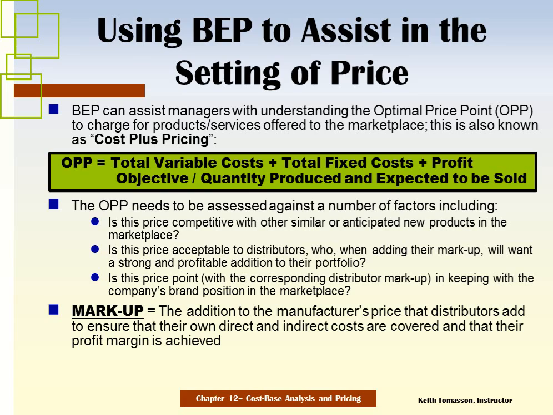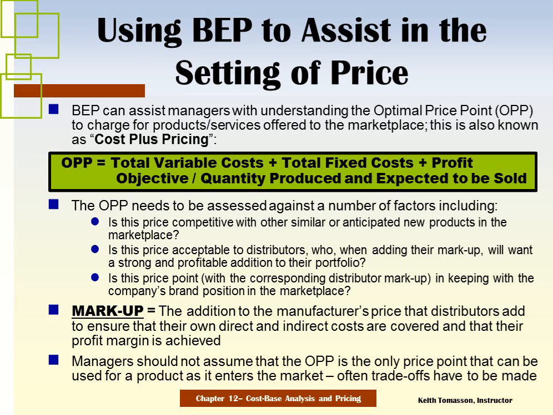So when we talk about markup, we're talking about the addition to the manufacturer's price that a distributor will add to ensure that their direct and indirect costs are covered and ensure that they are meeting a certain profit threshold as well. So we should not be so naive as to assume that the optimum price point is the only price point that can be used for a product as it enters the market, because often trade-offs have to be made in the market. So let's take a look at the concept of optimal price point in a quick example on the following slide.